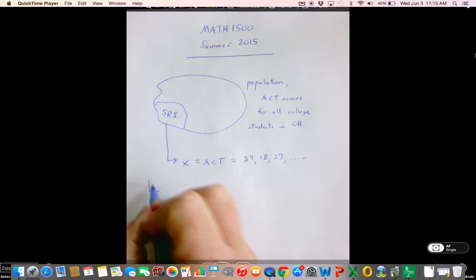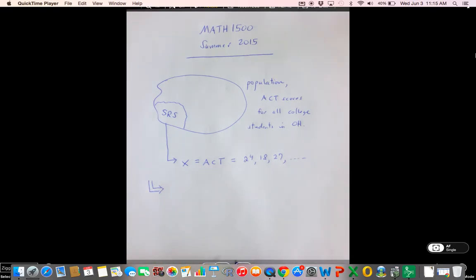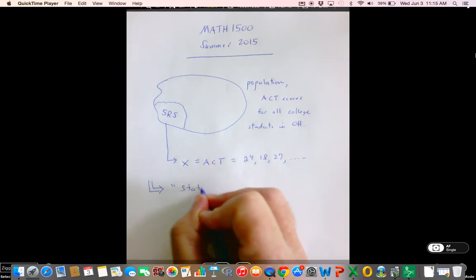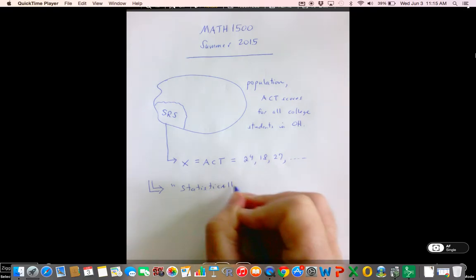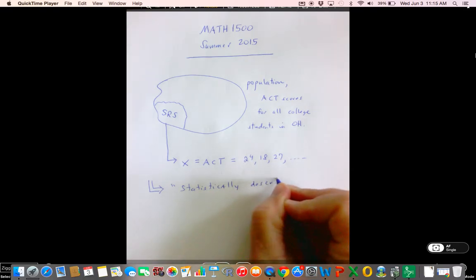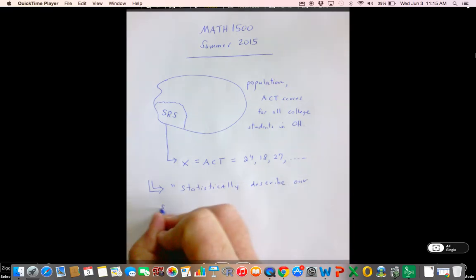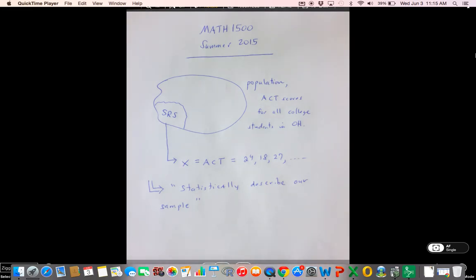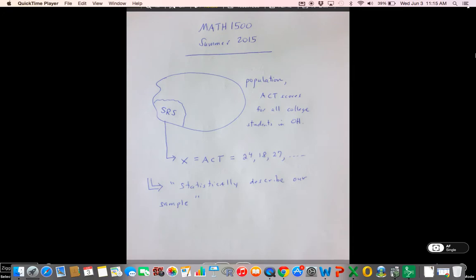Well, the very first thing we would want to do in statistics is to look at all these numbers and statistically describe our sample. And statistically describe our sample is just a big old fancy way of saying that we want to look at important characteristics. Now, in statistically describing our sample, we're going to want to accomplish a couple of things.